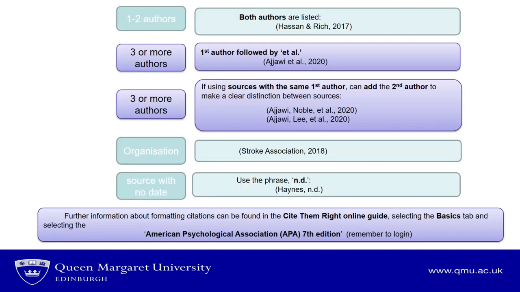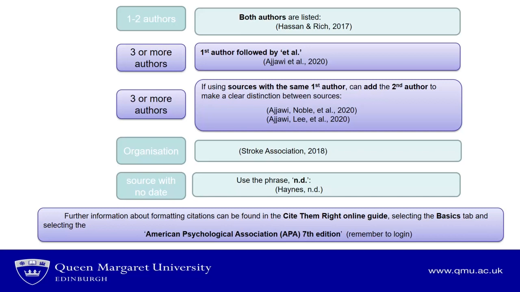APA also has specific rules on the number of authors that might be accredited to one particular source. If a source has one or two authors, APA asks that all authors are listed, as you can see in the first example. However, if a particular source has 3 or more authors, APA asks that just the first author mentioned in the source is included, followed by the term et al.